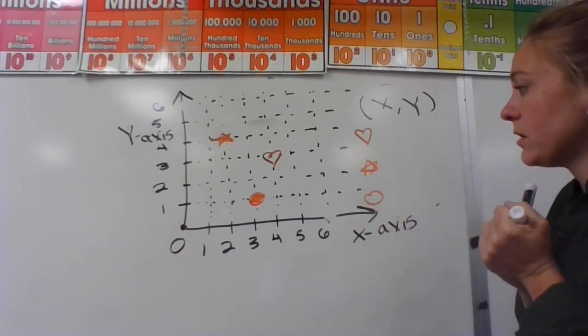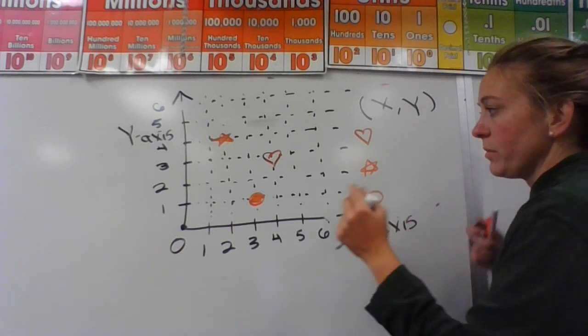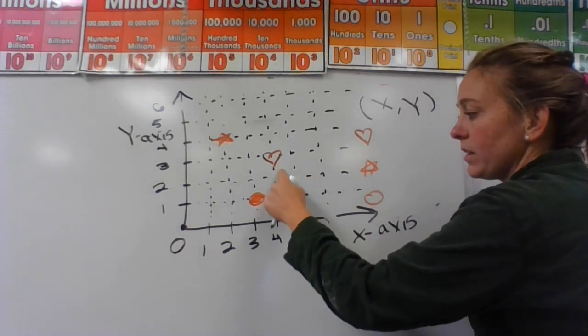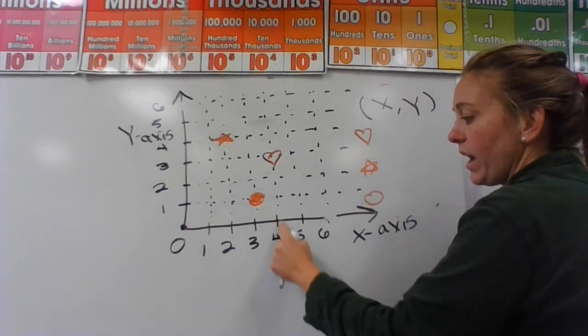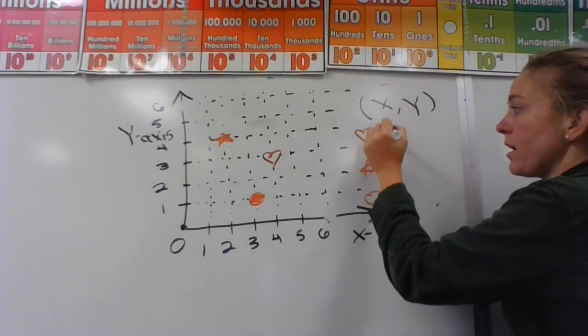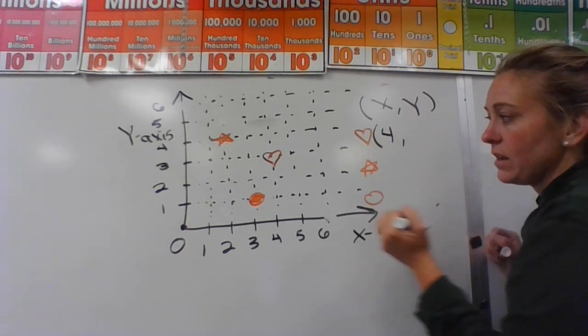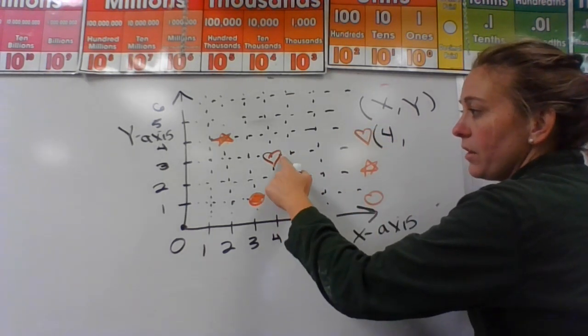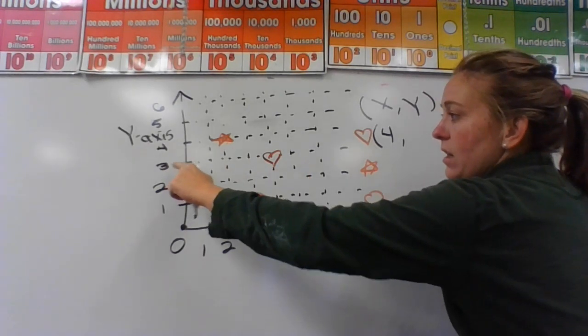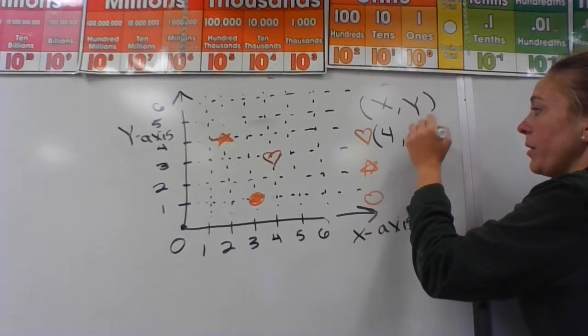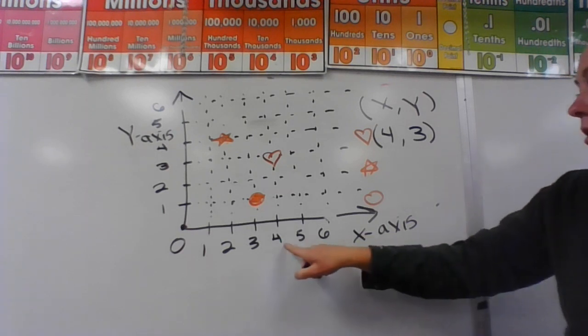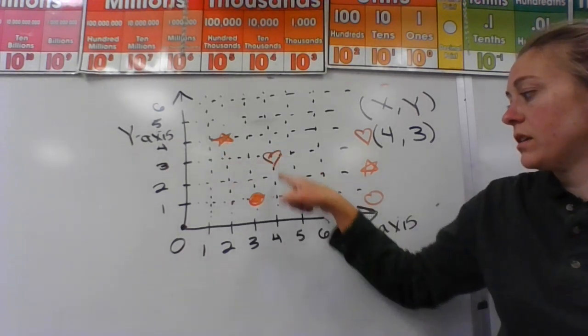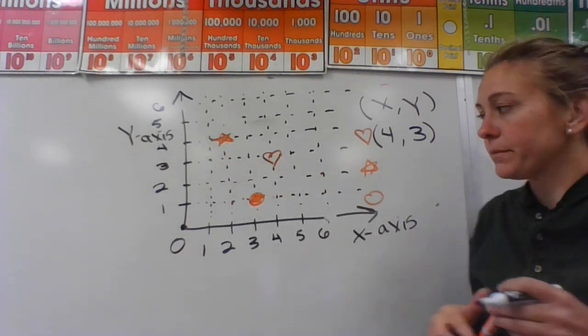Okay, so for the heart, we'll start with that one first. So I'm going to think, okay, here's the heart right here. Going down, it's at 4 on the X. So for my ordered pair, it would be a 4 at the X. And then over from the heart on the Y-axis is a 3. So the Y ordered pair would be a 3. 4, 3 is where that heart is on my graph.